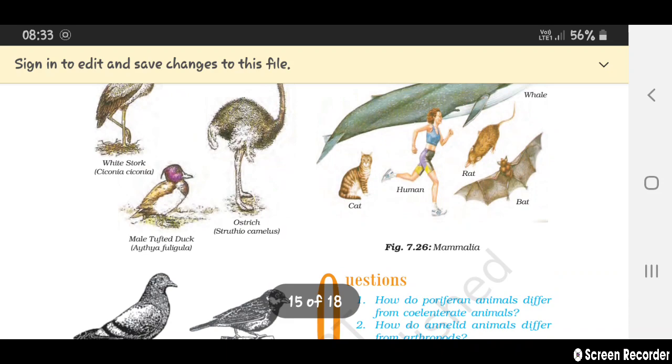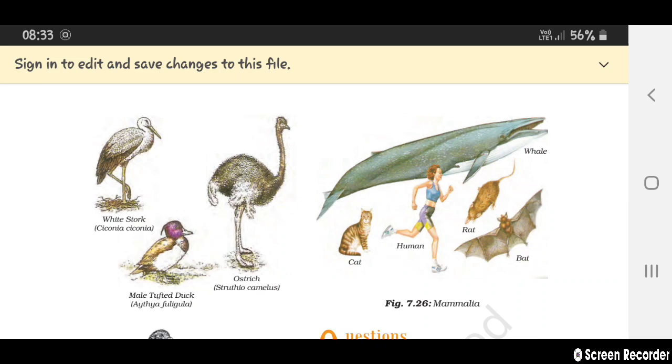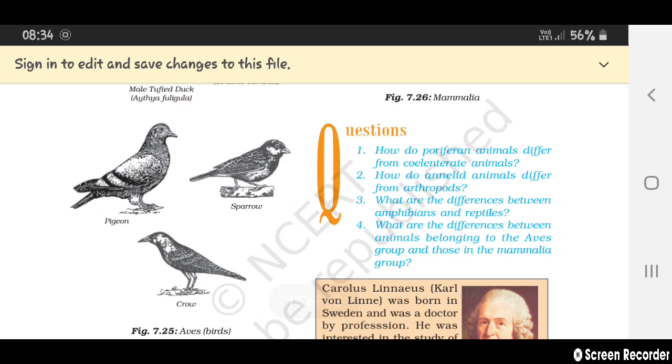Let us come to examples of aves. The white stork, their scientific name is Ciconia. The ostrich, scientifically known as Struthio camelus. The male tufted duck, known as Aythya fuligula. And the pigeon, the sparrow and crow. These are the birds that come under this aves category.